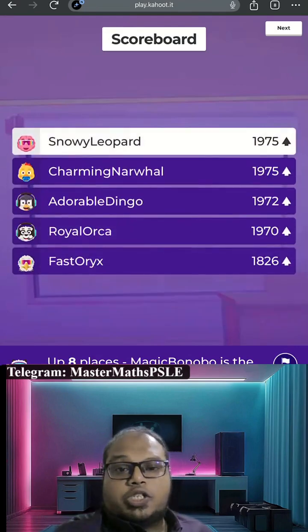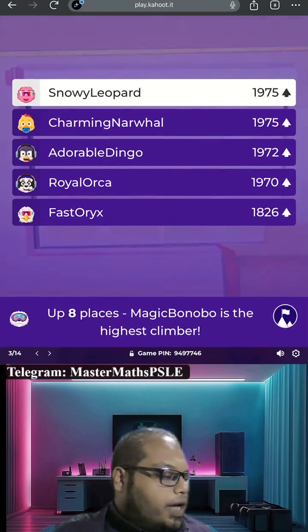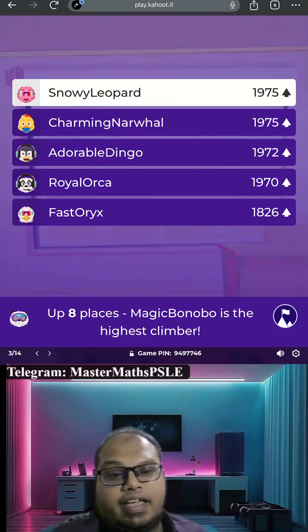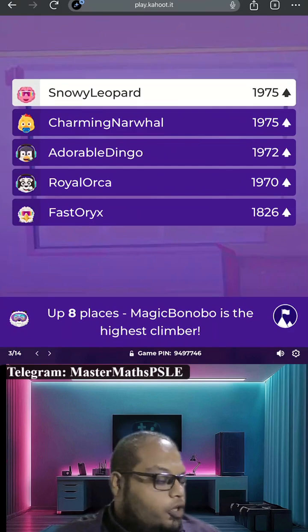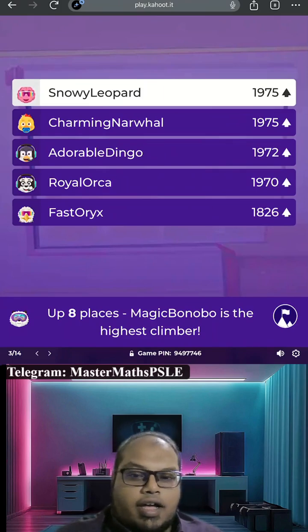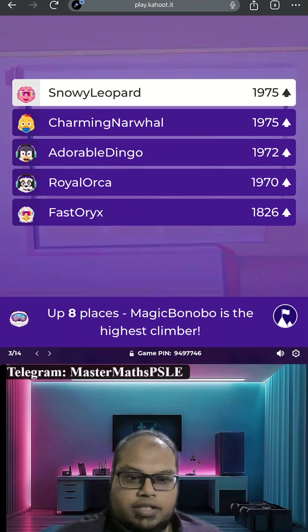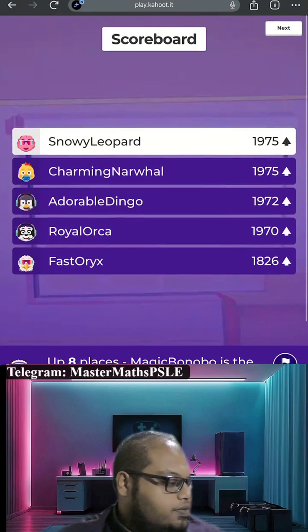Okay, now we got the snowy leopard at first place, followed by the charming narwhal at second place. And first place and second place now is a tie. Very interesting. We got the adorable dingo only 3 points behind, and another 2 points further behind is the royal orca. Okay, very close for the top 4 positions. Now let's go to the next question.